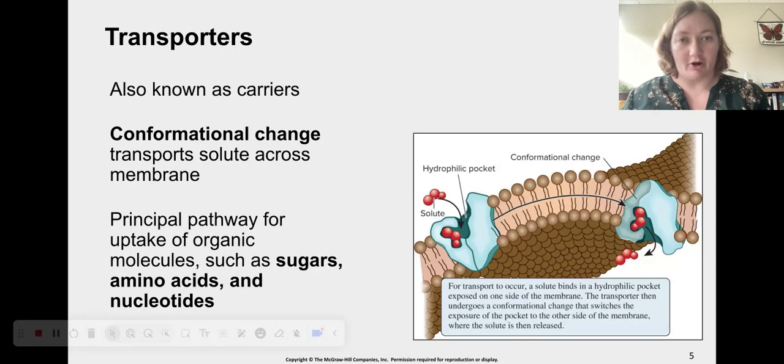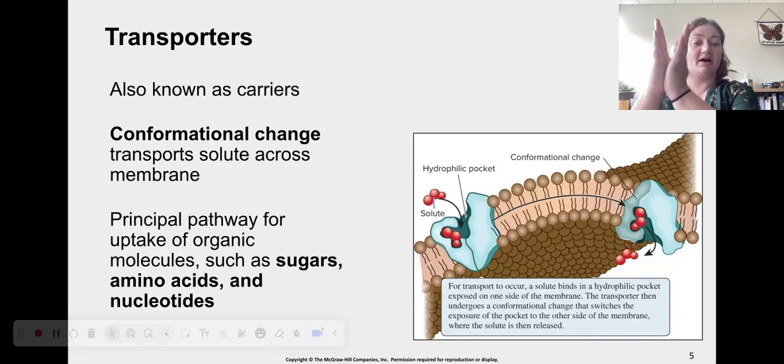So molecules that are water-loving, like ions, other larger molecules, maybe like sugars, amino acids, nucleotides, they can go into this pocket, right? Once that pocket is filled, right? So let's say this is the pocket. Once the pocket is filled with our substance, all right, let's use a pen here, it's going to change its shape and allow the molecule to move across.